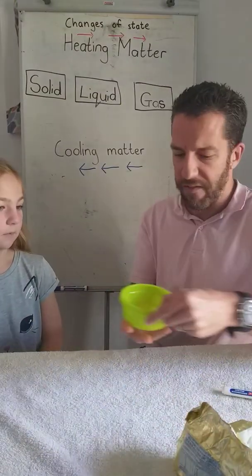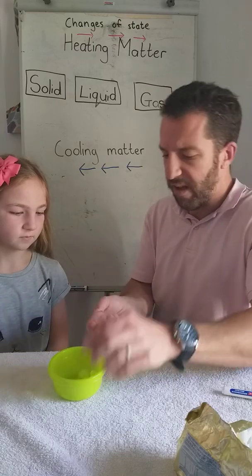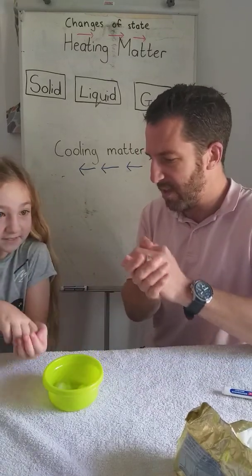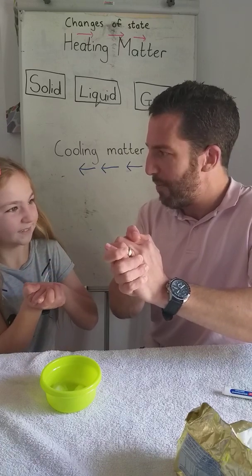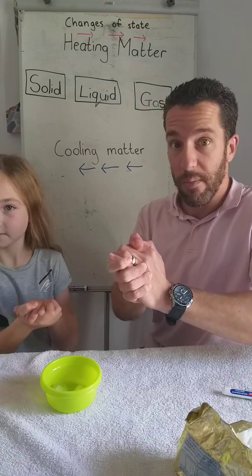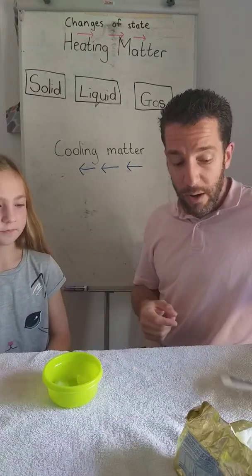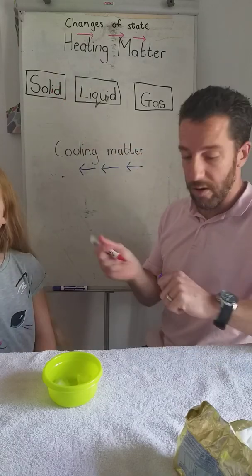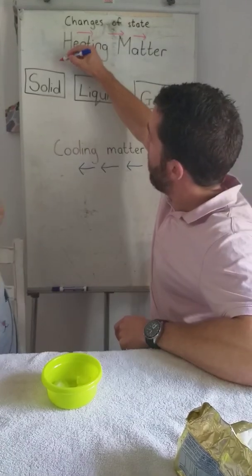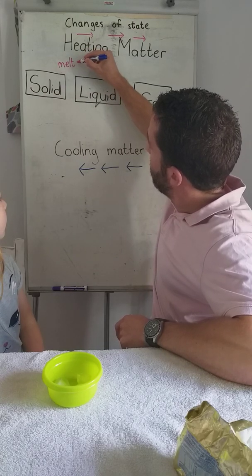The same if I start adding heat to these blocks of ice. If I hold them like this, press them really close together, what do you notice is starting to happen there? It's also starting to melt, because we're adding heat to that solid. So we now know that if we add heat to a solid, melting starts to take place.